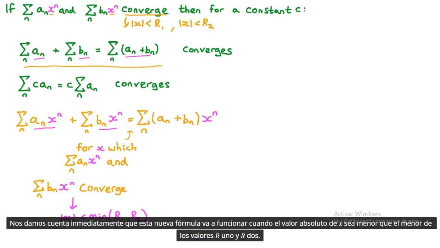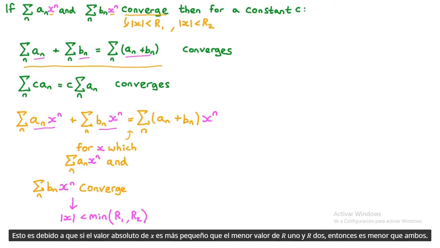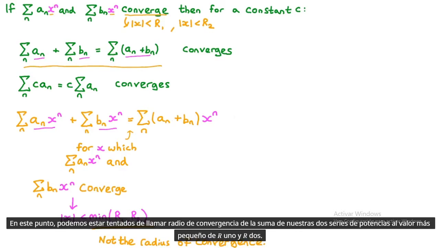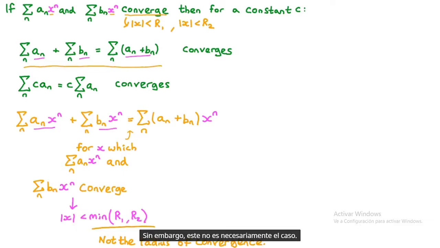We notice in particular that this new formula will always work when the absolute value of x is less than the smaller of R1 and R2. This is because if the absolute value of x is less than the smaller of R1 and R2, then it's smaller than both of them, so both of our power series will converge. We might be tempted at this point to call the smaller of R1 and R2 the radius of convergence for the sum of our two power series. However, this is not necessarily the case.